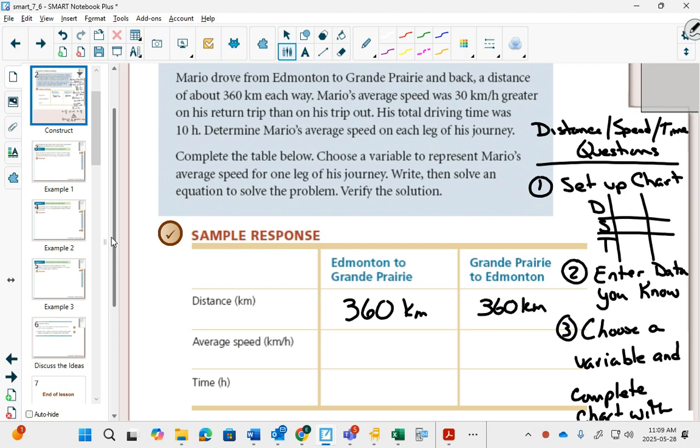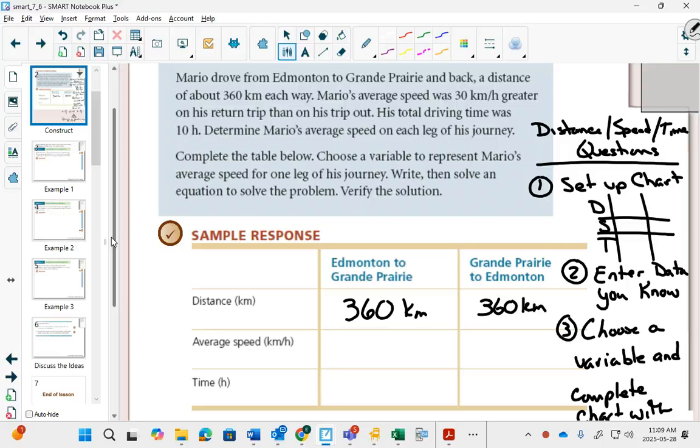Mario's average speed was 30 kilometers per hour greater on his return trip than on his trip out. His total driving time was 10 hours. Determine Mario's average speed on each leg of the journey. So we don't know how fast Mario is going.